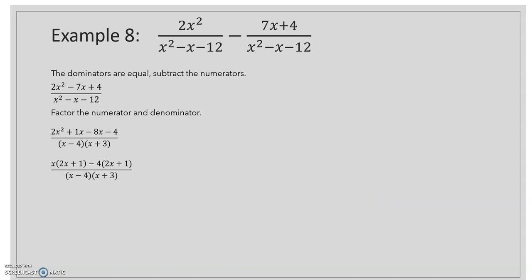We can now factor by grouping in the numerator. X times 2x plus 1 minus 4 times 2x plus 1 over x minus 4 times x plus 3. X minus 4 times 2x plus 1 over x minus 4 times x plus 3 reduces to 2x plus 1 over x plus 3.